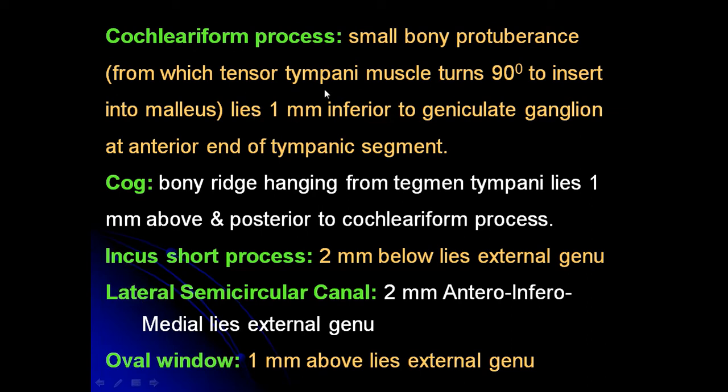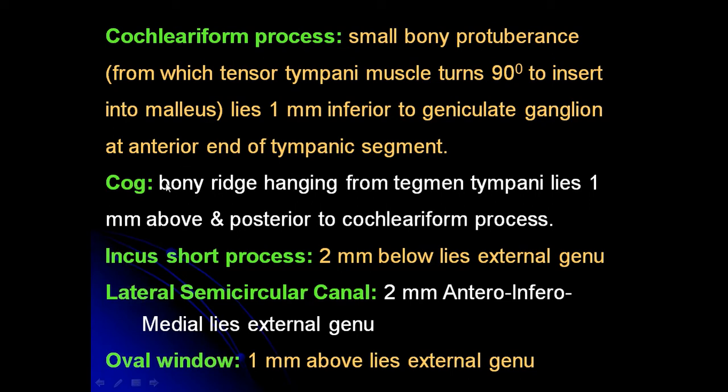As it is, this lies 1 millimeter inferior to the genicular ganglion at the anterior end of the tympanic segment. As you could see, this processus cochleariformis is inferior to the genicular ganglion. So if you go to the processus cochleariformis and start drilling superiorly, you reach the genicular ganglion 1 millimeter above.